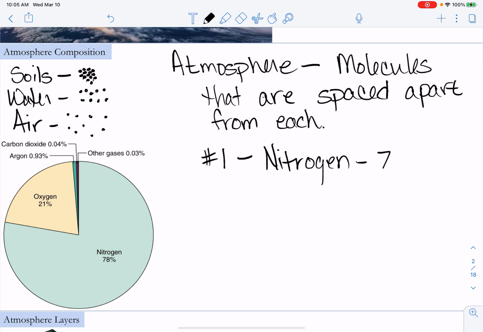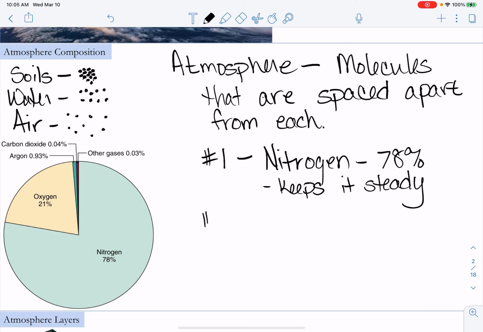And that makes up 78, almost 80% of our atmosphere. It's a very inert molecule. It doesn't like to make friends with anyone. It doesn't like to hang out or interact with anyone. So it's a nice neutral gas to have in our atmosphere because it doesn't make changes. So this is where it sort of keeps everything steady.